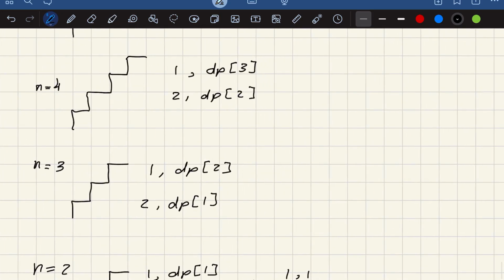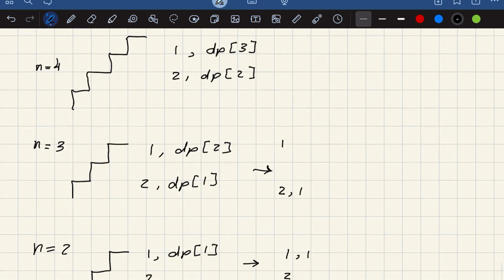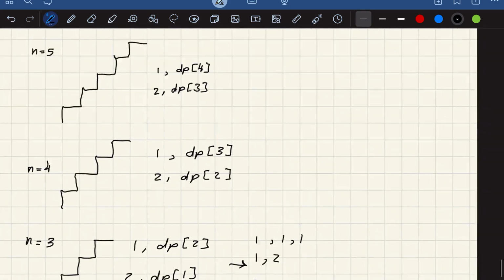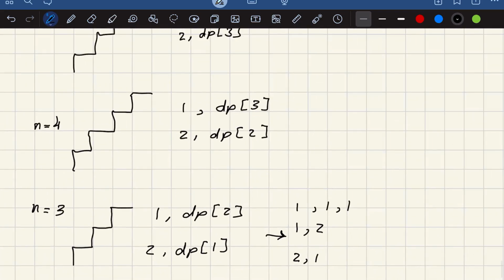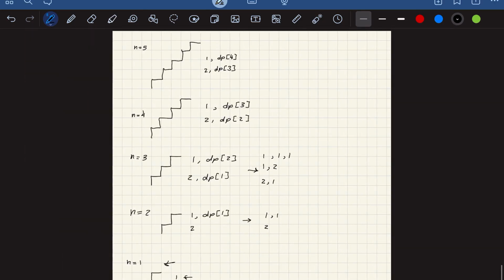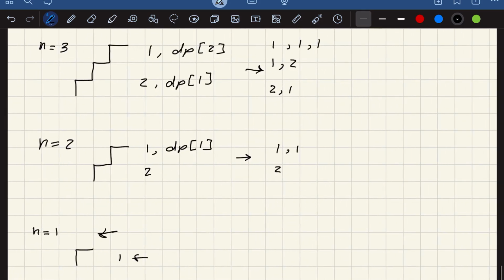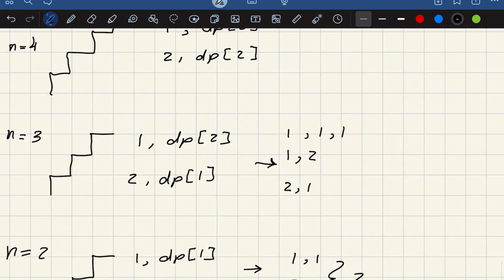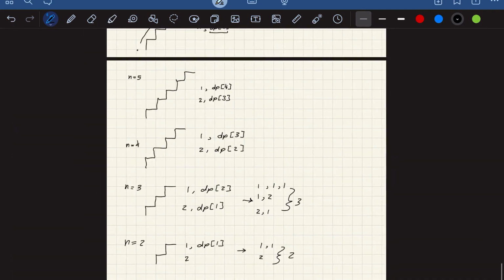Now here, we know what DP of 1 is. That's just 1. Now what is DP of 2? Well, it starts with a 1, and it can either be 1, 1, or it can start with 2. We do the exact same thing here. But we don't need to write each path out. We just need the number of distinct paths. For this one, yes, it is 1. For here, these are actually 2 paths, right? For here, these are 3.